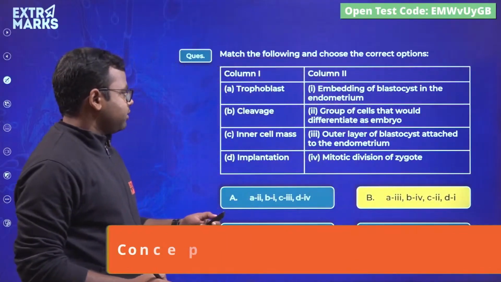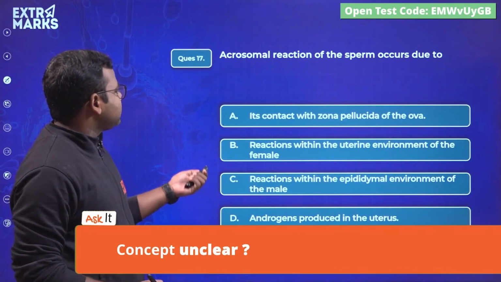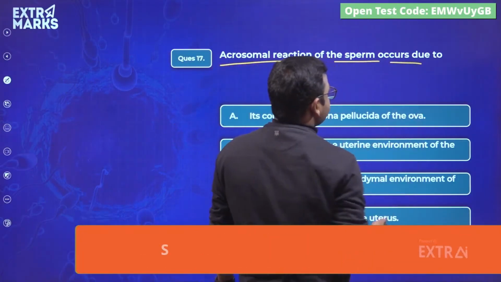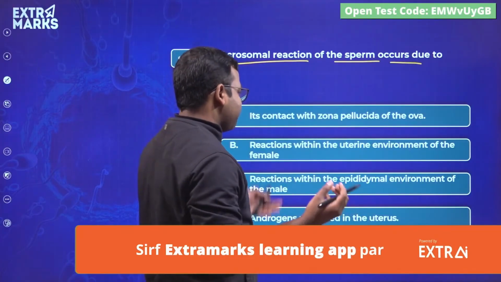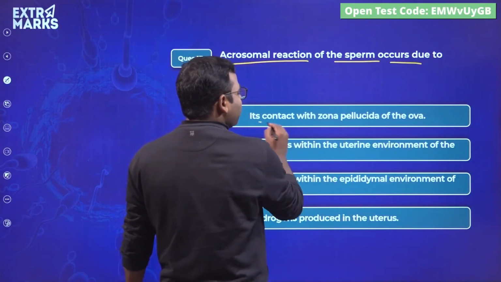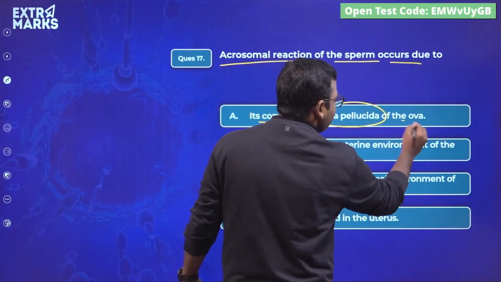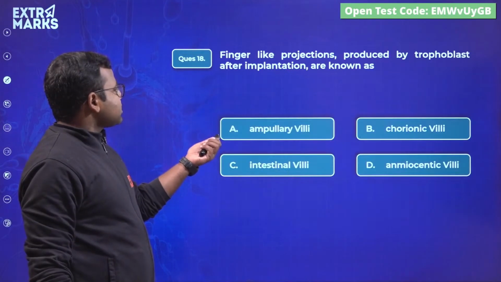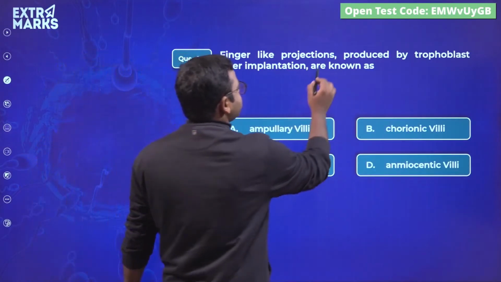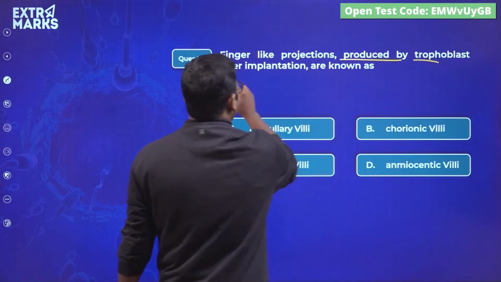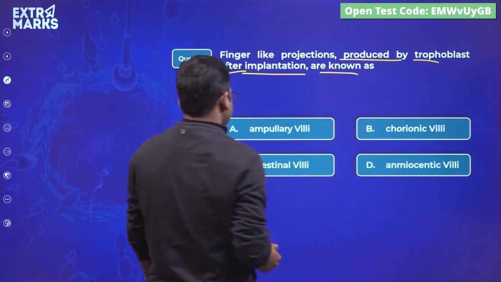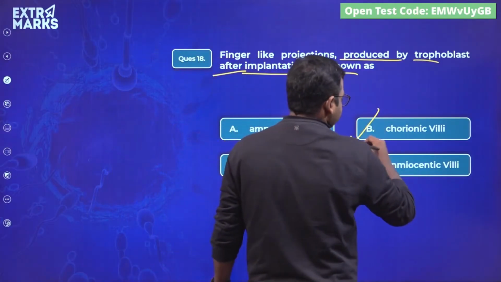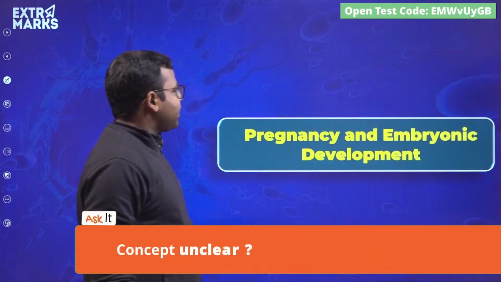Let's see. Yes. Moving ahead with the next question. Acrosomal reaction of the sperm occurs due to what? The acrosomal reaction is going to happen when the sperm contacts the zona pellucida layer of the ovum. This is a direct question, isn't it? This is the next question: the finger-like projections produced by the trophoblast after implantation are known as? The finger-like projections are known as chorionic villi. Right? Moving ahead now.